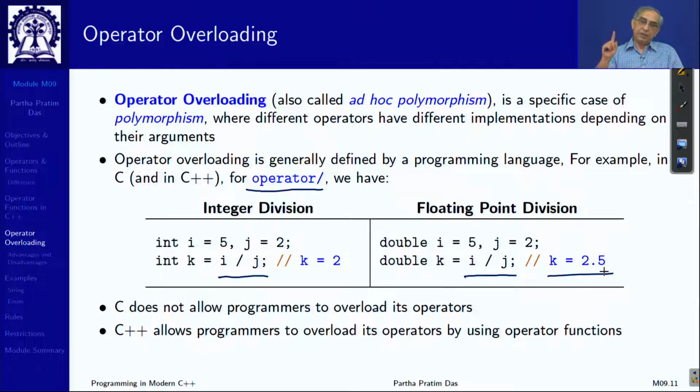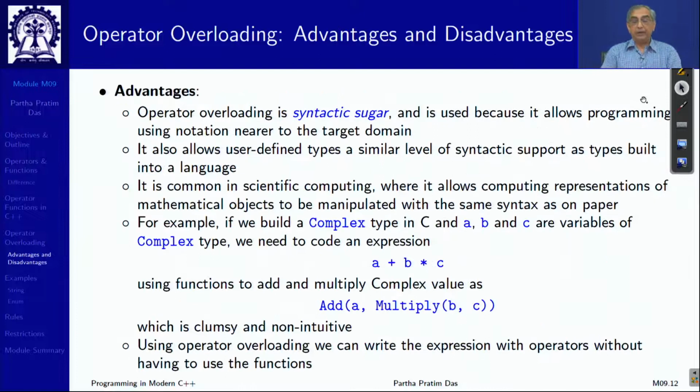In C++, the built-in types will continue to have their overloaded operator meaning, but for any type that you define, any structure or any enum, you can define your own operator meaning by providing an overloaded operator function. So, what is the advantage? Computationally you are not doing anything new. It is more like what is called syntactic sugar. It makes the syntax of your entire expression much easier.